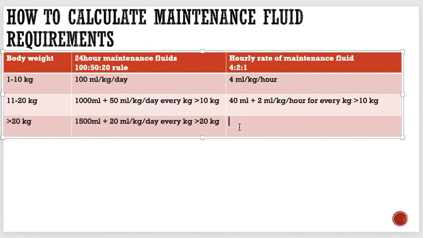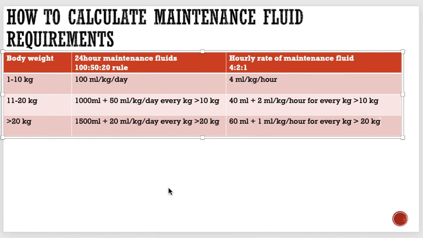And anyone who is more than 20 kilograms, of course, how much can we give? 60 ml, which is coming from the back, plus, by the 4:2:1 rule, 1 milliliter per kilogram per hour for every kilogram above 20 kilograms, right? Very simple rule. So this is how to calculate the maintenance fluids.